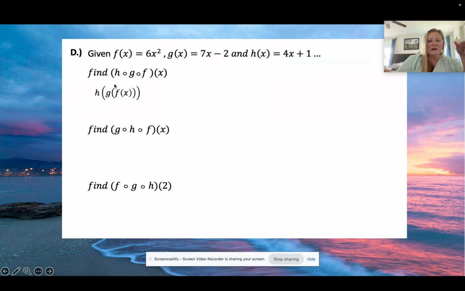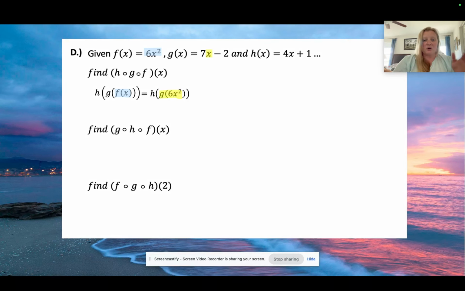Remember, every time you say "of" is another parenthesis. All right, and we work our way in to out. So I want to focus right here on the f of x. That is the innermost parentheses, and I will replace that with 6x squared. So here's my new problem. And I'm going to keep going.